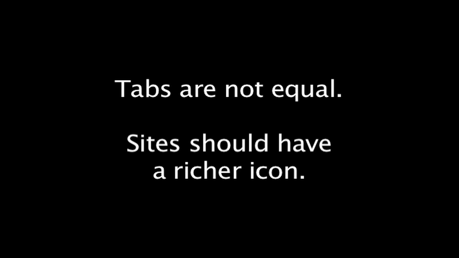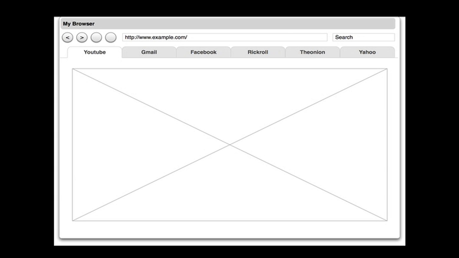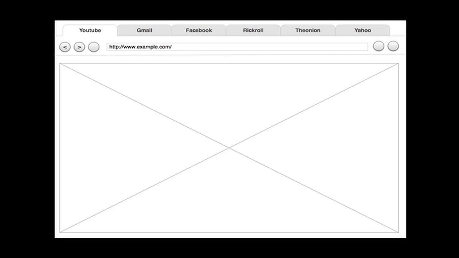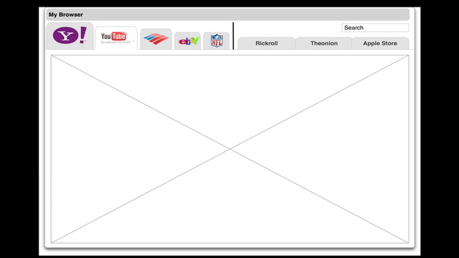So, let's take these two concepts, that all tabs are not equal and that all sites should have a richer visual representation, and let's look at Supertabs. Here's a typical browser window for Firefox and Internet Explorer, with address bar, search, tabs and everything else. And here's Chrome and Opera, with tabs on top. And here is Supertabs. You'll notice a few things.